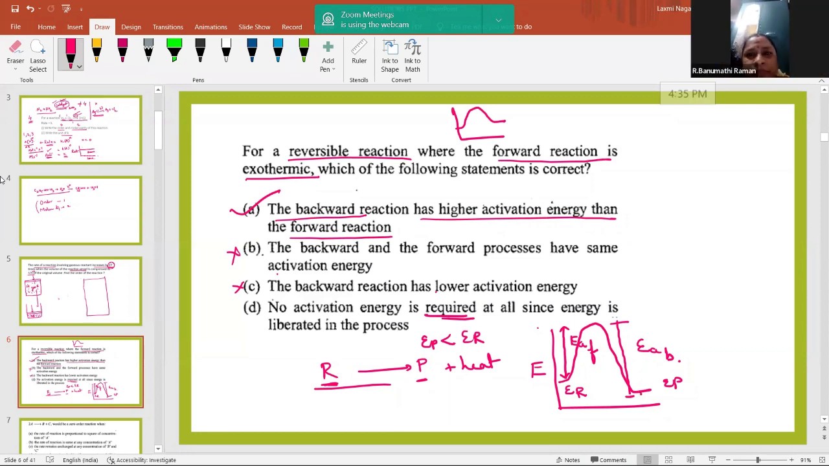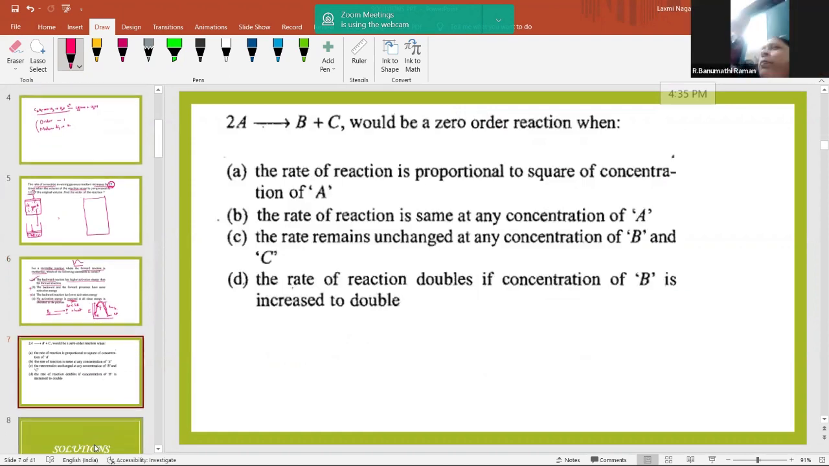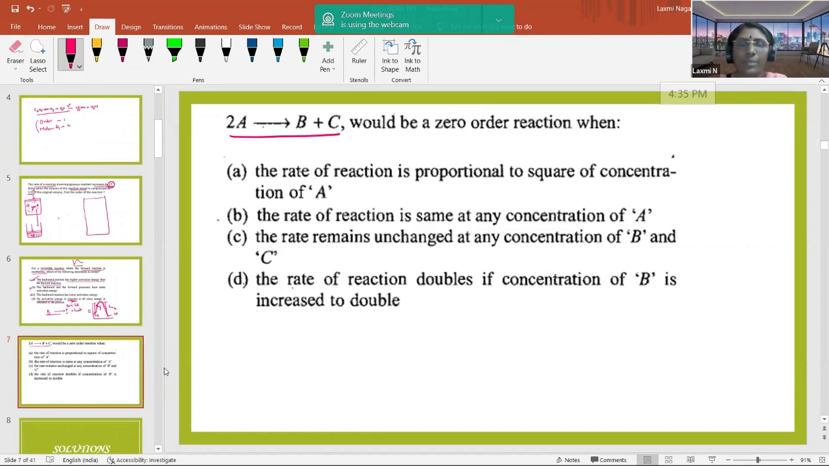If the products have to form the reactants again, then they also have to cross the energy barrier. So that's correct: the statement that no activation energy is required is wrong. Yeah, the next one. I think it's only the statements which are confusing. Otherwise, it's a very simple, straightforward question.